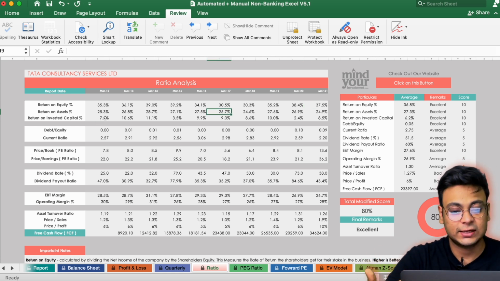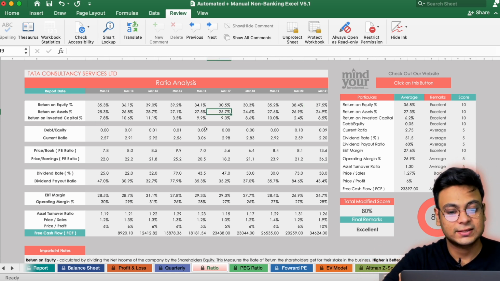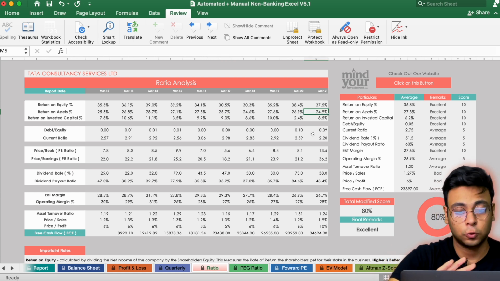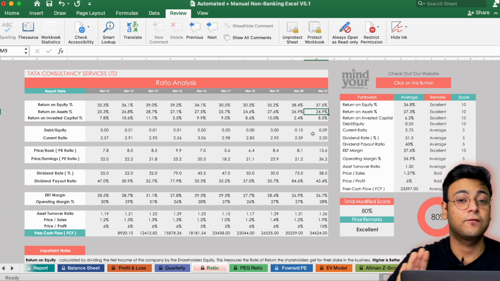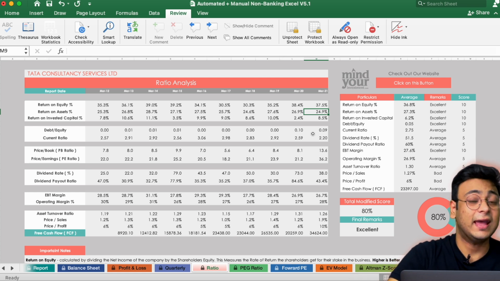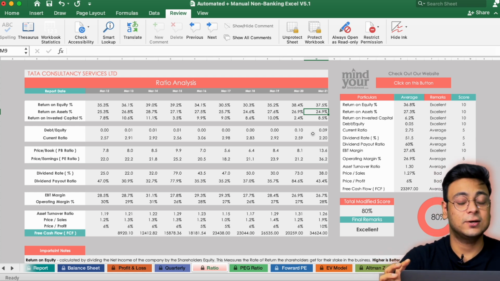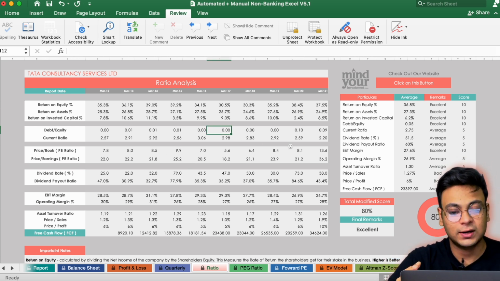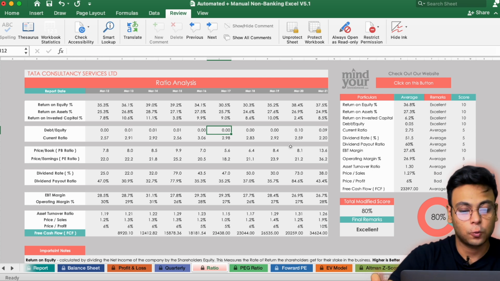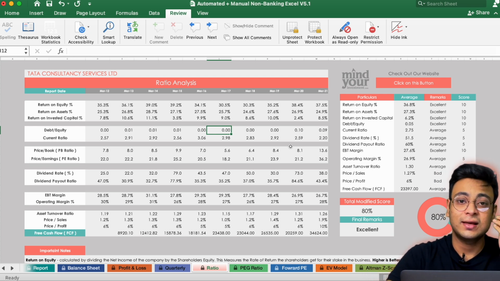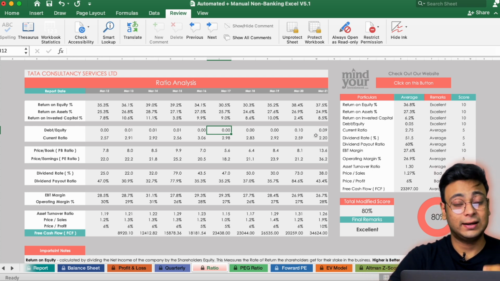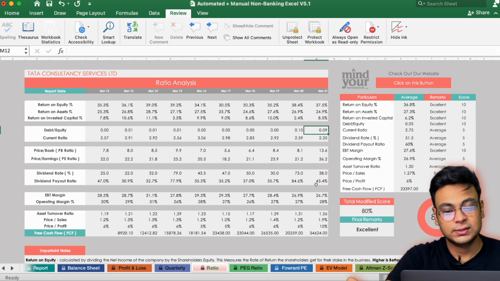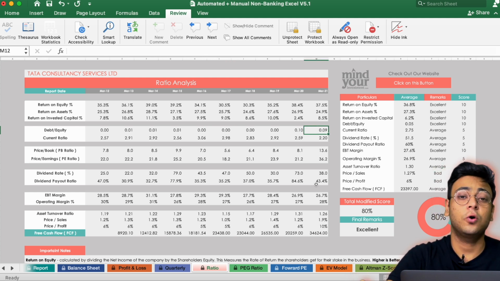Similarly, return on asset, if you see, the company's return on asset has been above 20% throughout. Right now it is 24.9%, which is again very strong. Anything above 10% is considered to be very good for a company. The company's debt to equity is much lower than 1. Anything lower than 1 can be said to be a good debt to equity ratio. This company has a debt to equity ratio of less than 0.1.